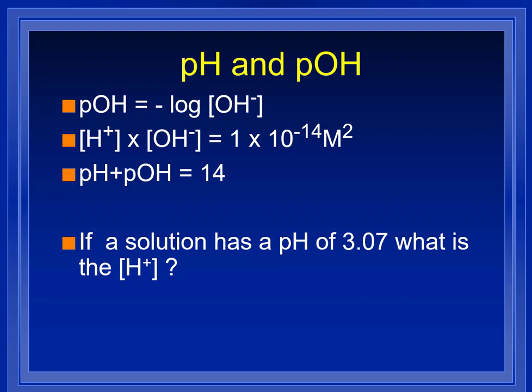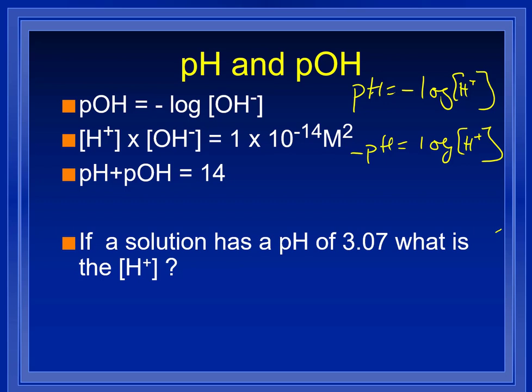This one requires you remember how to do math with logs. Okay, so remember pH is the negative log of H plus. So if I want H plus by itself, first I got to move the negative. So negative pH equals the log of H plus. Look at that. And now I need to do the opposite function of log. What's the inverse function of log? It's 10 to the x.